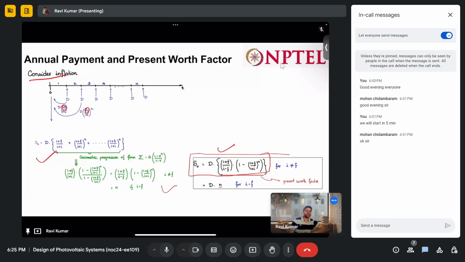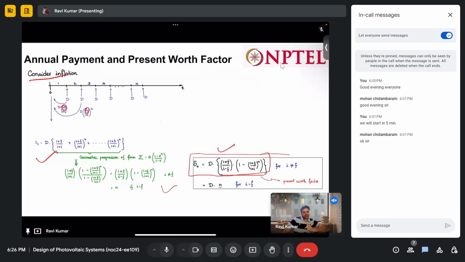Okay, so now we have seen how we can calculate the value of anything which we are going to put in future in today's terms. So that was all of that. Now let's come to the LCC, that is the life cycle cost.